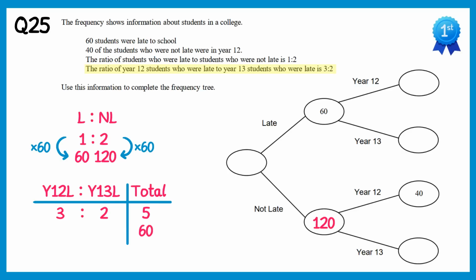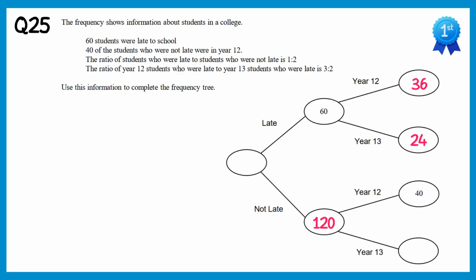So how do we get from 5 to 60? Well, we times by 12. So let's do 3 times 12 and 2 times 12 to get 36 for year 12s who were late, and 24 for year 13s who were late. So we can add this to the frequency tree. So 36 year 12s are late, and 24 year 13s were late.